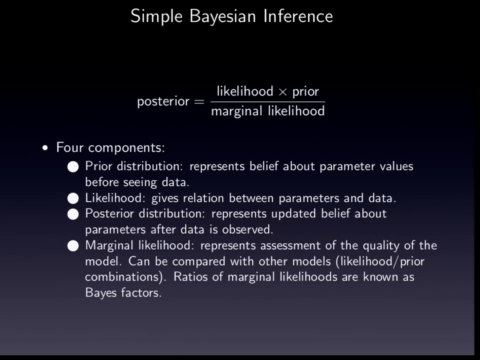Then the marginal likelihood represents the assessment of the quality of the model. And this allows us to do model selection. So you can even sometimes compare it to other models if you do things right. And ratios of marginal likelihoods are sometimes known as Bayes factors. And people use these to try and estimate which of two models is better.